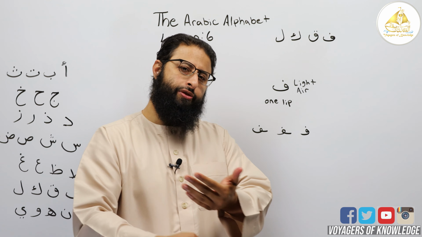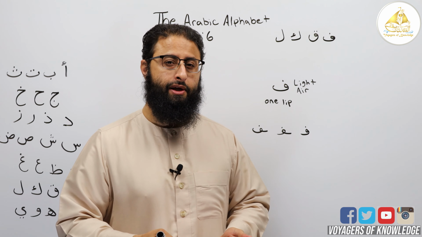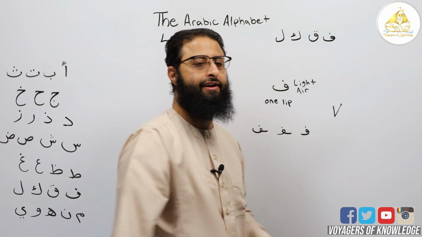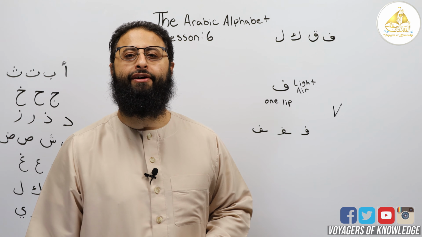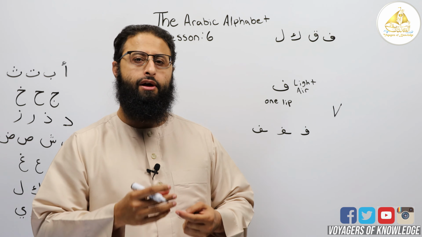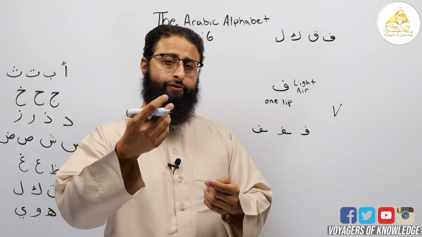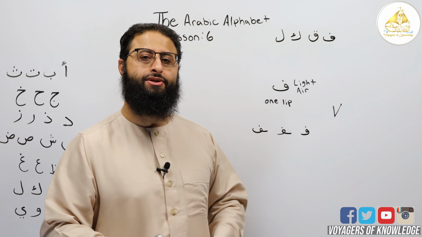One of the common mistakes that is going to happen with the letter Fa is if you withhold the air. If you withhold it, it's going to turn into the English letter V. V. That's without air. So if you're able to pronounce V, all you have to do is add a little bit of air, and you should be able to pronounce Fa.